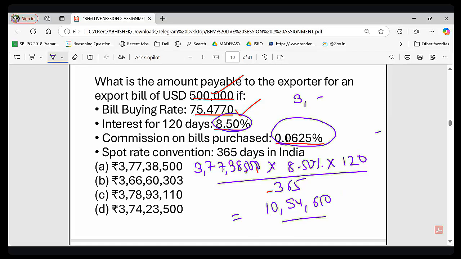Now tell me, should we add or subtract this commission from the basic amount? Think and share your answer. Whatever I'm asking you, please answer, because you have to think this way in your examination. BFM is a conceptual subject, and you can attain good marks in this subject only when you interact and type your answer in the comment section. So please tell whether this commission is to be subtracted from or added to the basic amount.